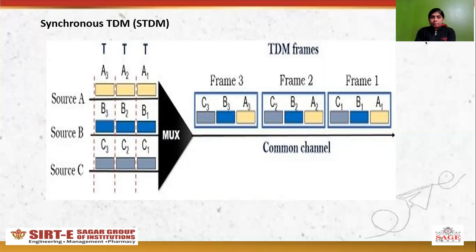In frame 1, each source is given an equal opportunity to send its data. Here in frame 1, all three sources are sending their data: A1, B1, and C1. Again, the second frame will come, and this will carry the data of the three sources: A2, B2, C2, and frame 3 will carry the data of the three sources A3, B3, and C3. Here, the data is in the form of digital signals.